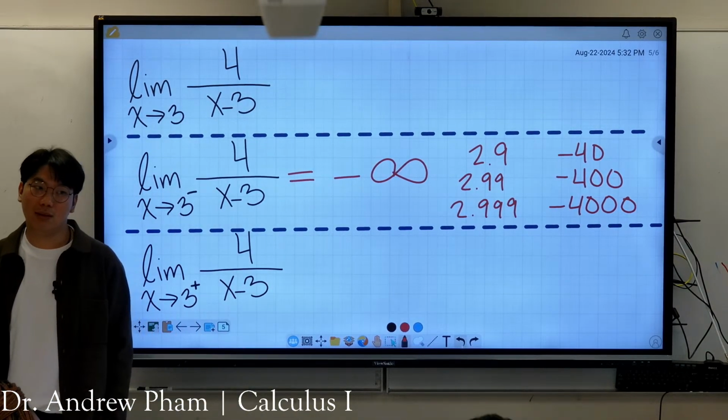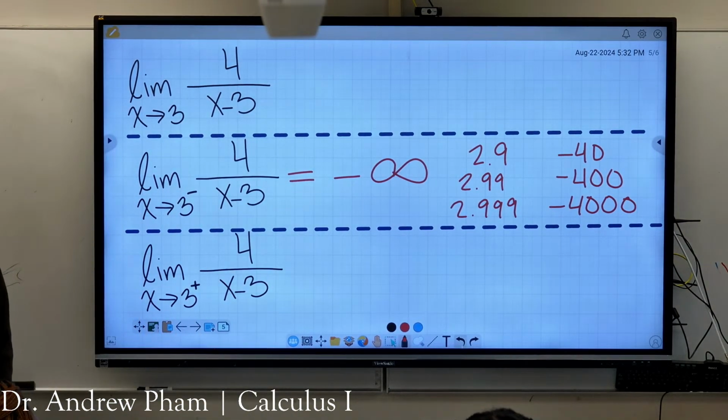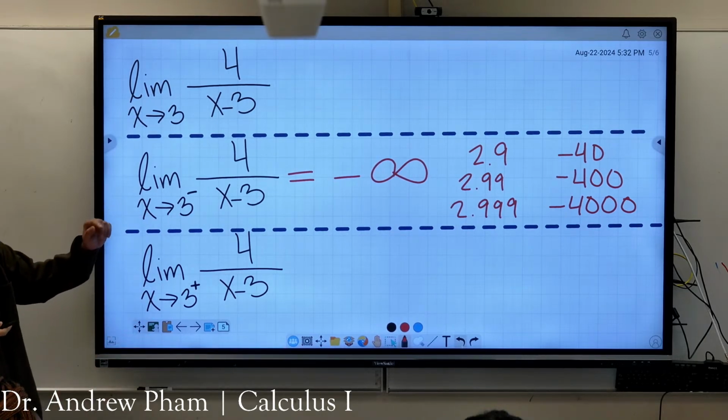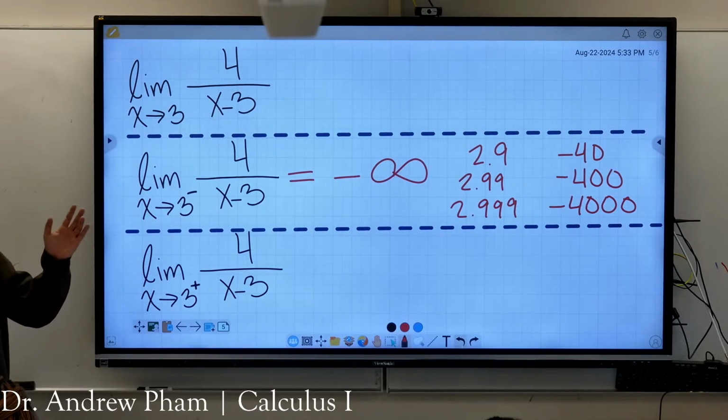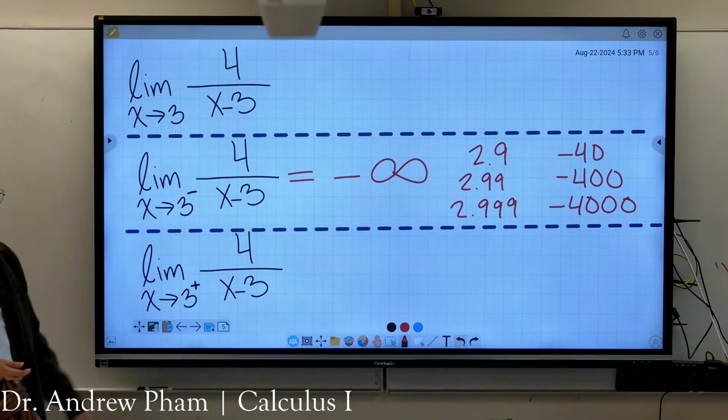In other words, the closer I get to 3, the bigger my result becomes. We saw that. 2.9, I got negative 40. Get a little closer, I'm at negative 400. A touch closer, negative 4,000. You can imagine if I kept on getting closer and closer, I'd eventually end up with negative 4 million, negative 4 trillion, negative 4 times 10 to however many zeros.